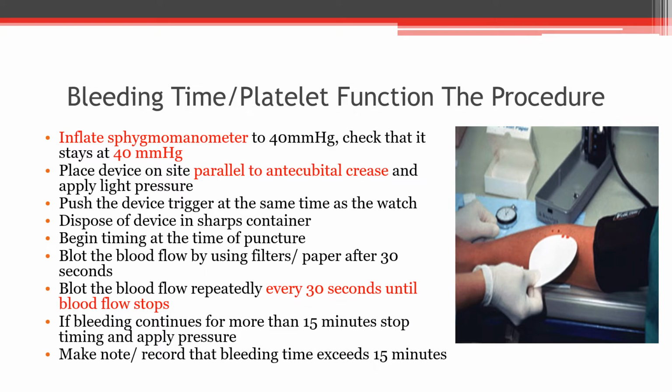Inflate the sphygmomanometer to 40 mm of mercury. Check that it stays at 40 mm of mercury. Place the device on the site parallel to the antecubital crease and apply light pressure. Push the device trigger at the same time as the watch. Dispose of the device in a sharps container. Begin timing at the time of puncture.